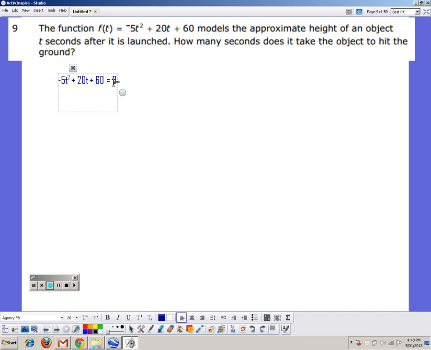So instead of doing all that, I'm just going to go ahead and do the quadratic formula, which is negative b plus or minus the square root of b squared minus 4ac, the whole thing over 2a.